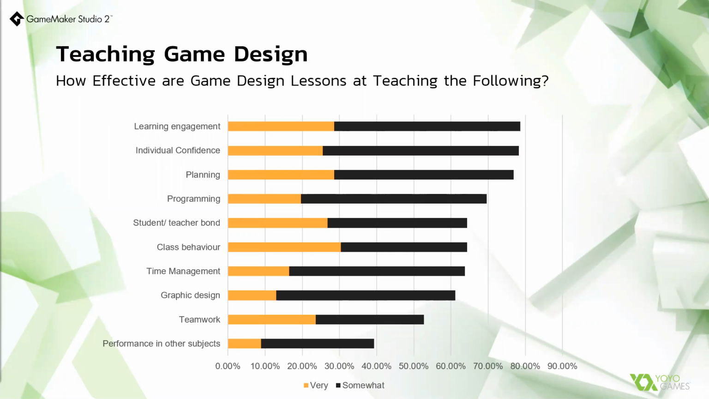So this is actually from the November survey that we did. We asked the question, how effective are game design lessons at teaching the following? And what you can see here is where the teachers who teach using GameMaker responded by saying somewhat effective or very effective. So we got some really good results here. Learning engagement is key. Individual confidence, planning, programming, as you'd imagine, obviously that kids are learning how to program, but there's a lot of really interesting ones, like improving the student-teacher bond and class behaviour as well.